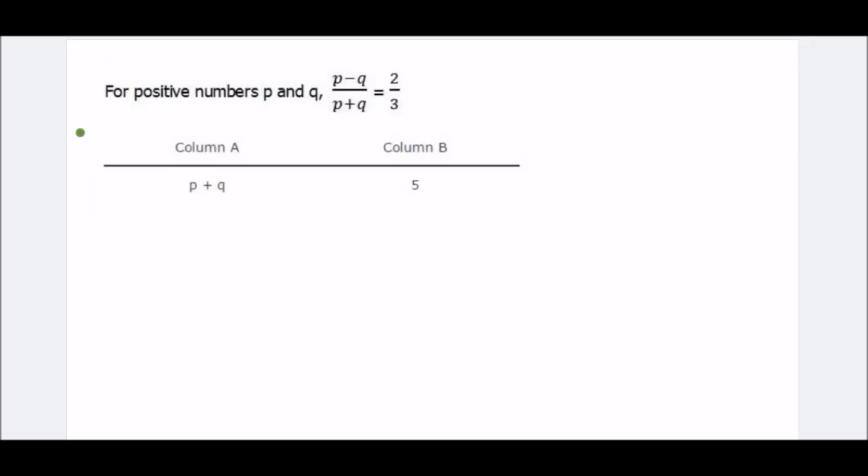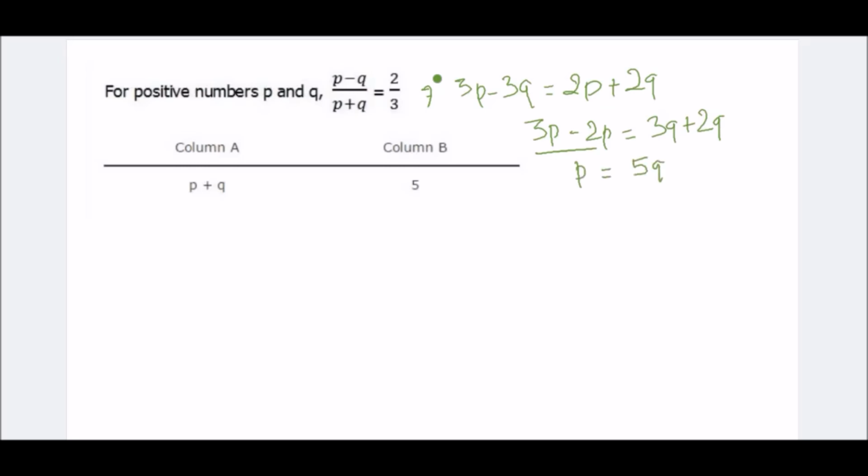Our next question is for positive numbers P and Q. (P minus Q) divided by (P plus Q) is equal to 2 by 3. So in column A we have to find the P plus Q value. So from the question we will solve this one equation. After cross multiplying it will become 3P minus 3Q is equal to 2P plus 2Q. 3P minus 2P is equal to 3Q plus 2Q. It will become P is equal to 5Q, right?